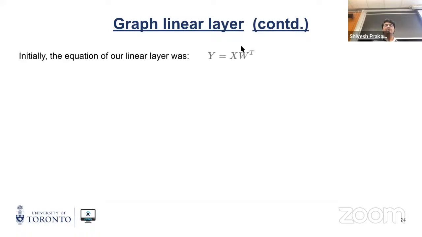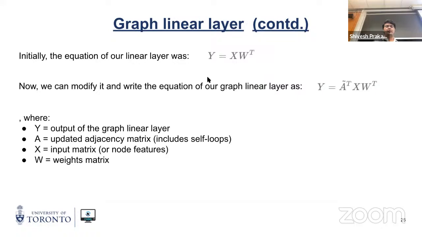Initially our linear equation was this. Now we modify it: we just pre-multiply by the updated adjacency matrix. And so this is the updated equation, and this equation represents a graph linear layer. Any questions?